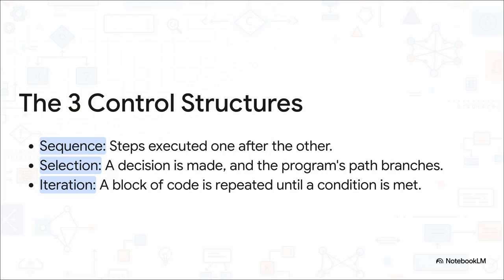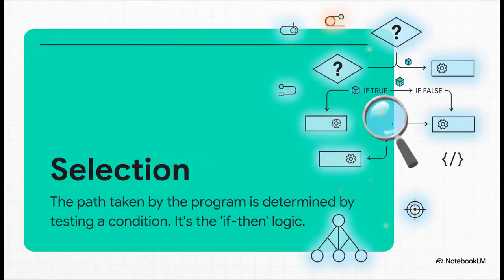You've got sequence, which is just one step after another. You've got selection, which is all about making choices. And you've got iteration, which is just repeating stuff. That's the whole shebang. Let's zoom in on selection. This one is purely about making decisions. It's your basic, if this happens, then do that kind of logic. It's what lets your program be smart and react differently depending on what's going on.